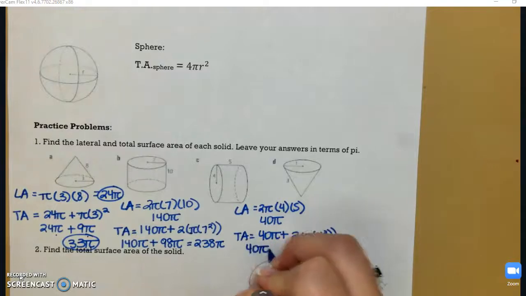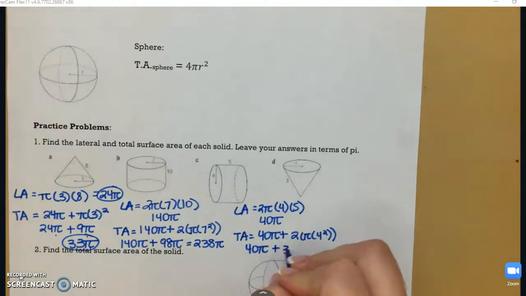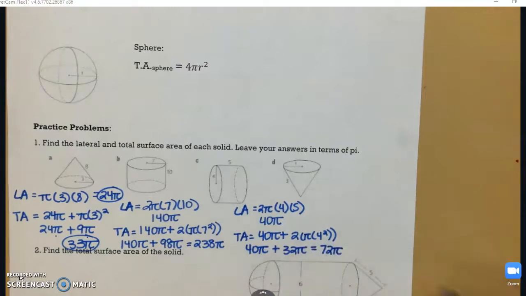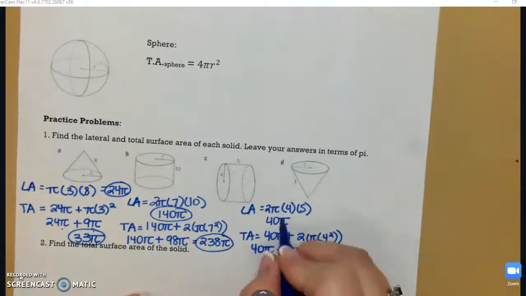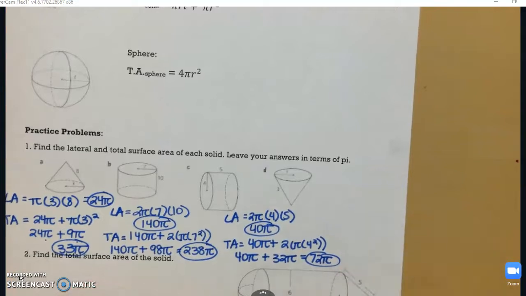So 40 pi plus 4 squared is 16 times 2 is 32. So 72 pi is my total surface area. So again, we had lateral and total. And then for D, I have another cone.